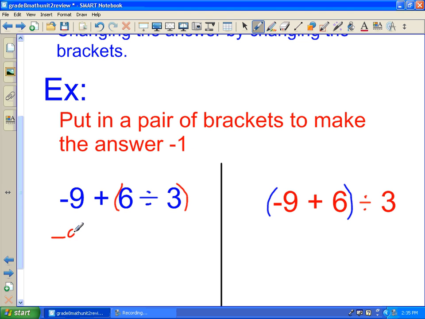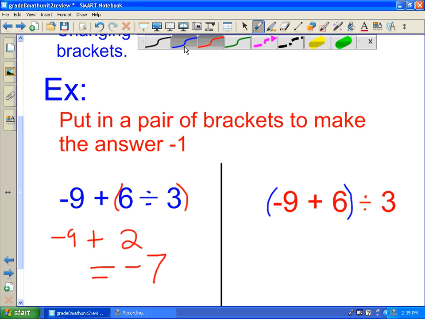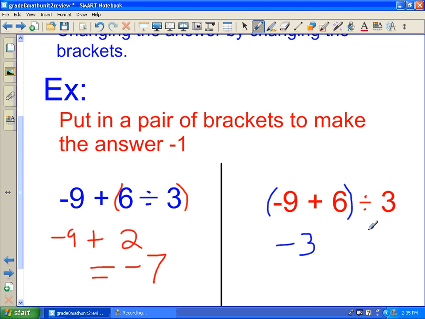Well, we've got negative 9 plus 6 divided by 3 is going to give us 2. So negative 9 plus 2, the answer will be negative 7. So that's not negative 1. Looking at it on the other side, if we put the brackets around there, negative 9 plus 6 is negative 3. Don't forget we still got divided by 3 there. 3 divided by 3 equals 1, and since it's a negative divided by a positive, the answer will be negative 1.